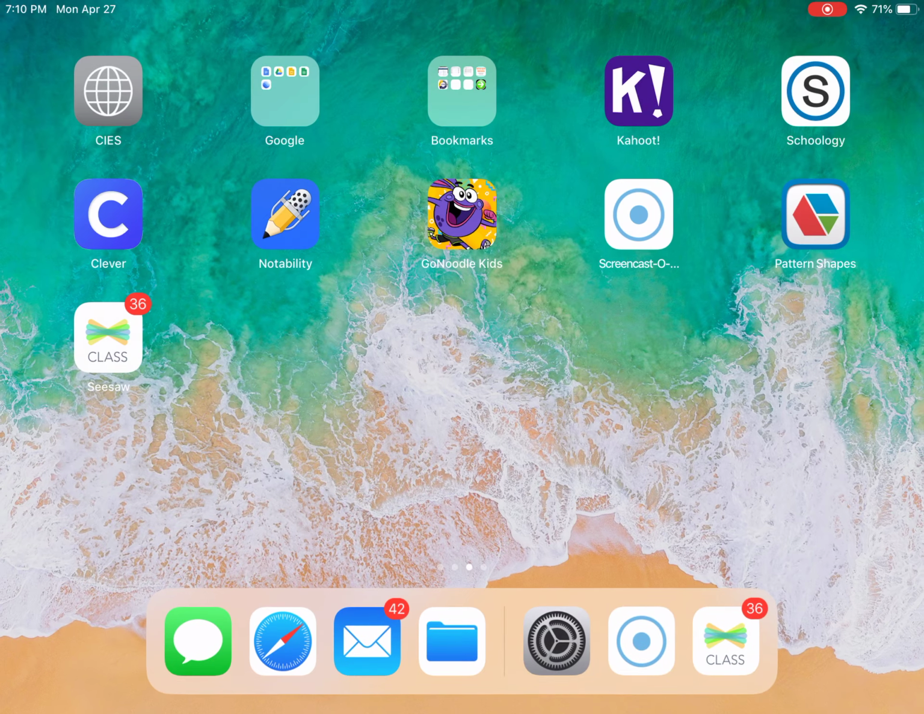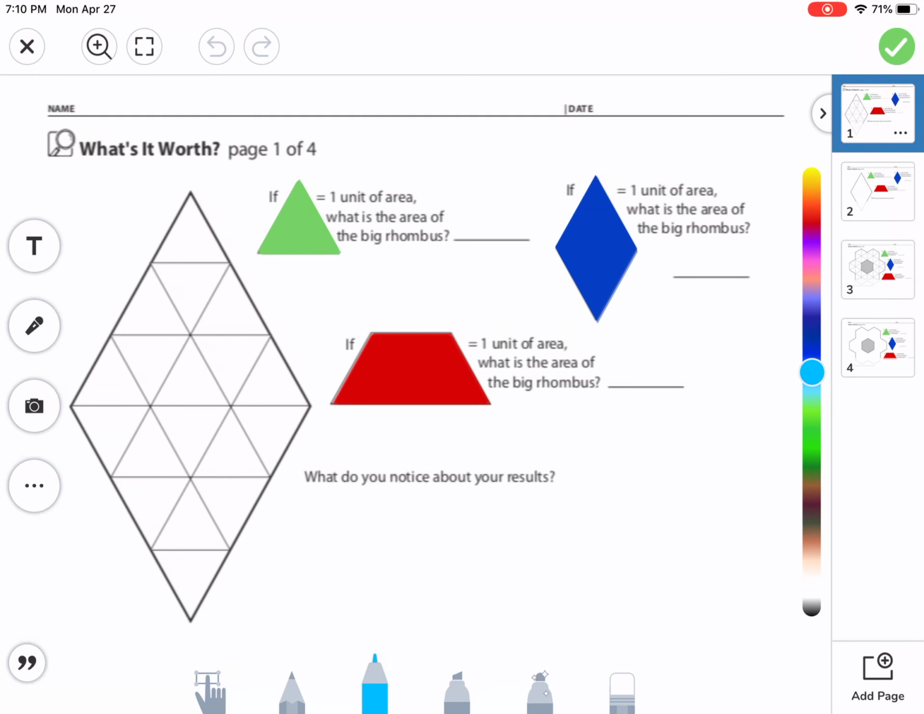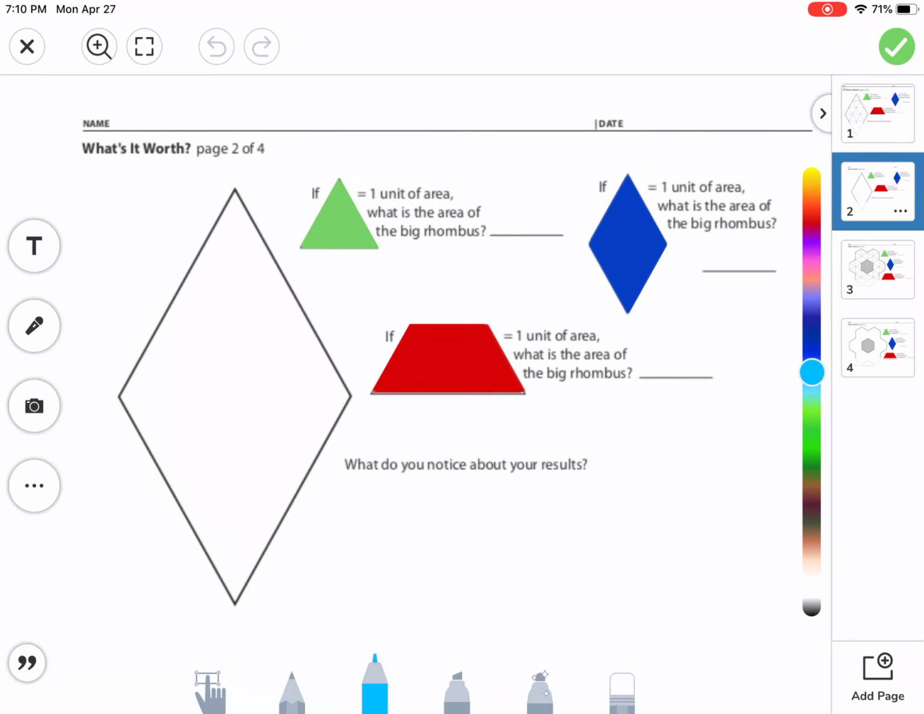So when you have your work today in Seesaw, you're going to see a page that looks like this. It's called What's It Worth. And you're going to see 4 different pages for this assignment. Now on the first 2 pages, you're going to have the same shape, this diamond. The difference is, on your second page, you don't have your triangles already drawn in to help you like you did before.